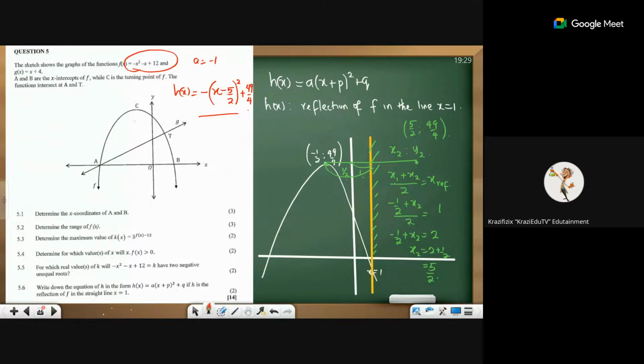Your P and Q are the turning point. But remember, whatever is in the bracket must change sign. Whatever is connected to the X must change signs. Guys, are we okay? Are we okay?